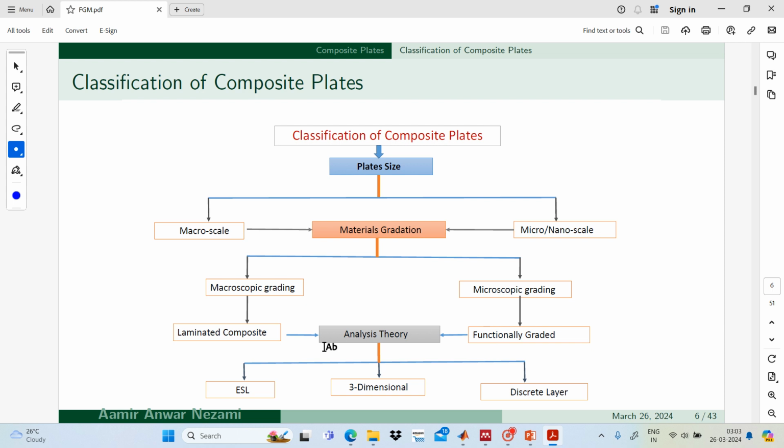Then for both types of plates, either laminated composite or functionally graded, we have the structural analysis theory. Okay, and that may be divided into the equivalent single layer theory, the three-dimensional theory, and the discrete layer theory. That may be, we can say, layer wise theory or zigzag theory.